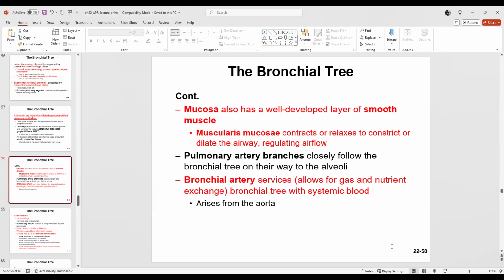The bronchial artery is the one that I highlight here for a reason. The bronchial artery allows for gas and nutrient exchange for the cells that make up our bronchial tree. What do I mean? You would think that since you're bringing air into the lung, and that air has a lot of oxygen, the cells that line and make up the bronchi could receive oxygen from the airflow coming in.